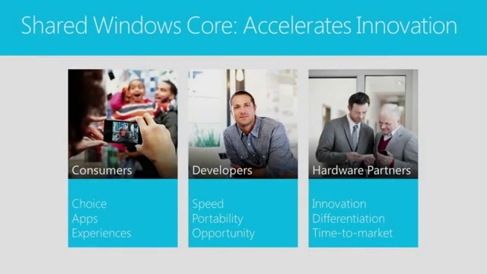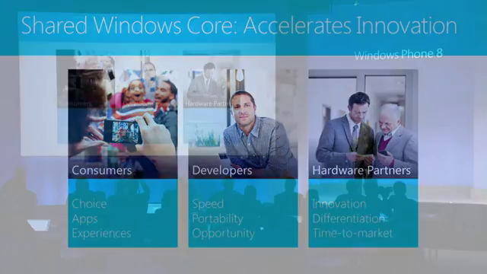So let's talk in a little bit more specifics about what this means for various audiences of Windows Phone. For consumers, this new shared core is going to mean a much greater choice in hardware. This new shared core technology scales down and it scales up in a big way. So we're going to see a much wider range of phones with a wider range of capabilities at a wider range of price points.